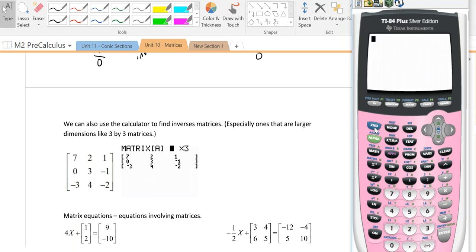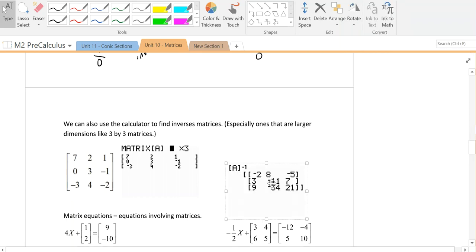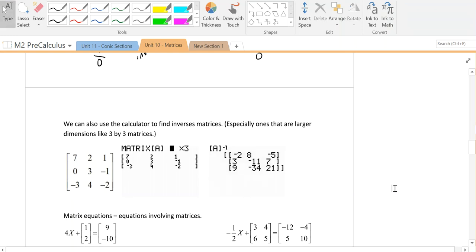Now we're going to go back to that matrix menu, second x to the -1. I'm going to select A because that's where I typed that matrix in, and I'm going to hit that x to the -1. So my inverse here is -2, 8, -5, 3, -11, 7, 9, -34, 21.